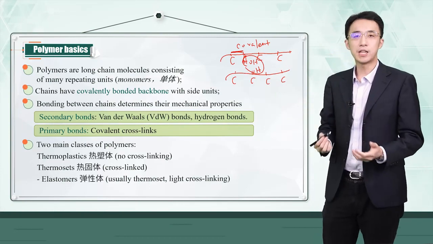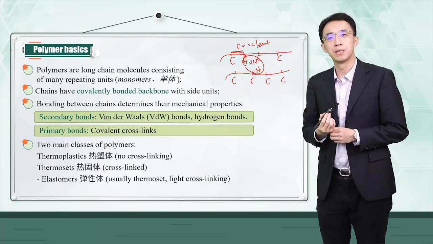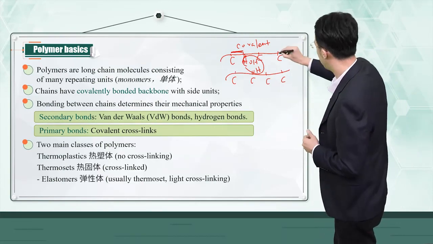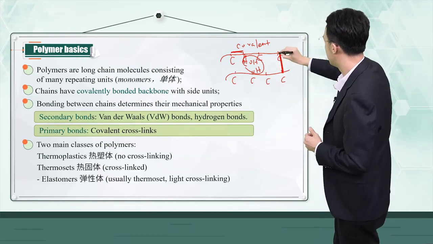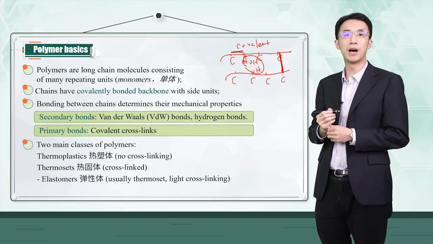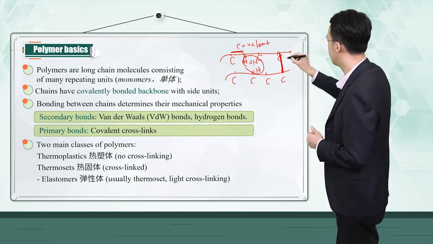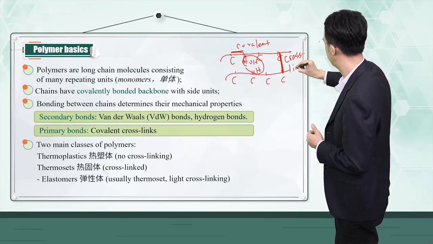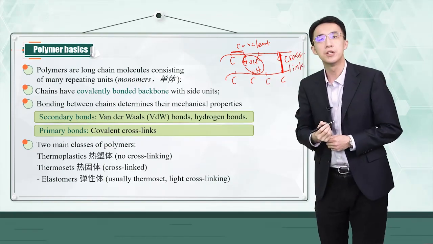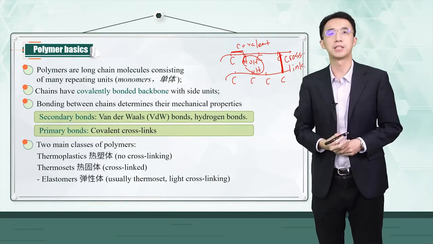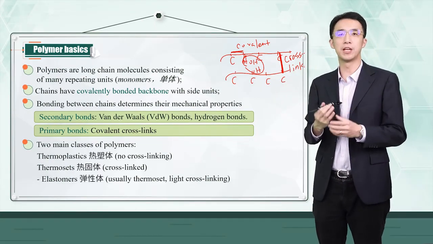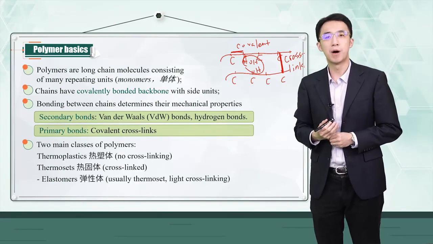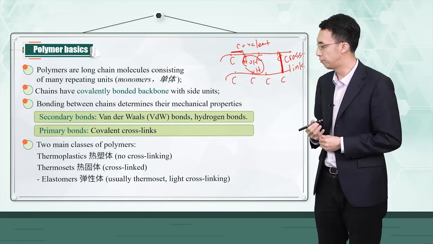The interaction between the chains can also be the so-called cross-link, or covalent bonds between the carbon atoms. So this is direct covalent bonding between carbon atoms in different chains, and this is called cross-link. Okay, so these are the complex interactions in the chains and between the chains. Depending on these interactions, polymers can be classified into different types.